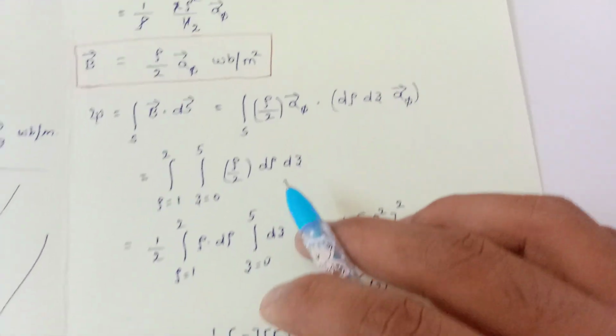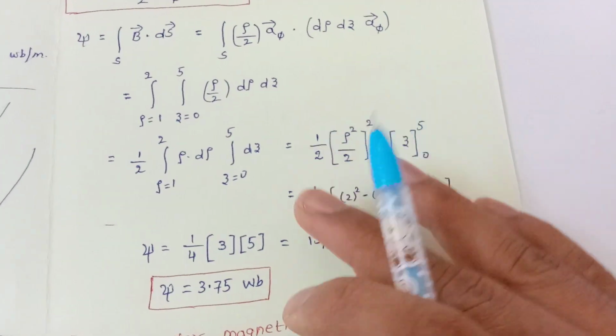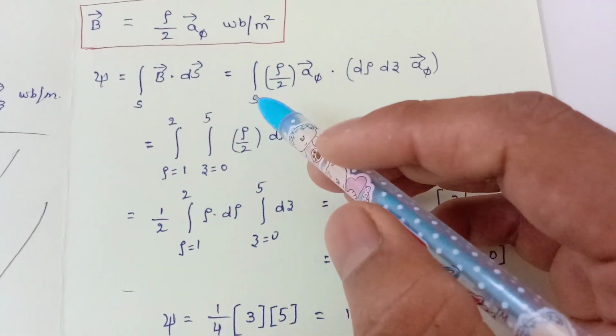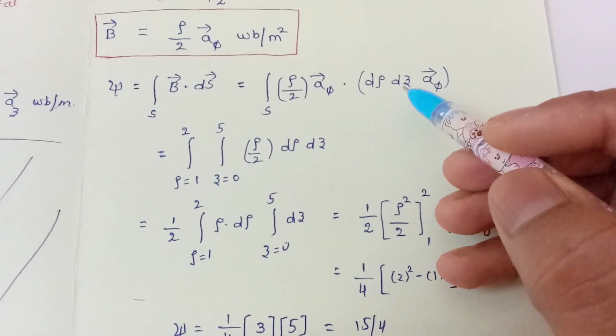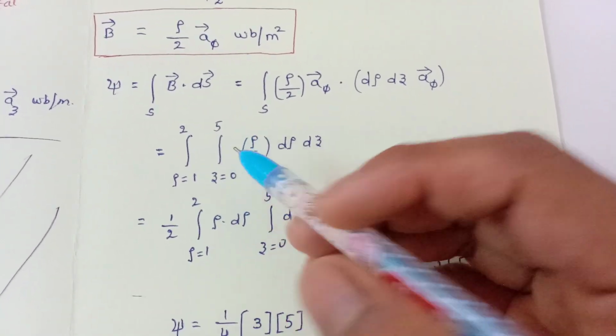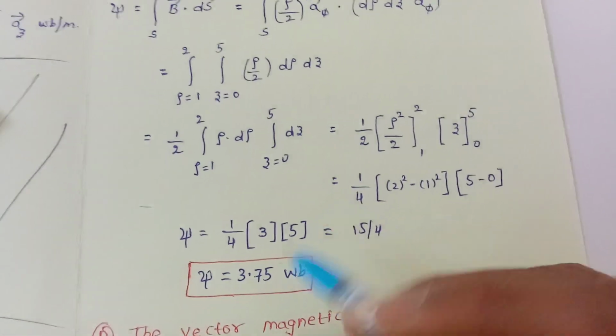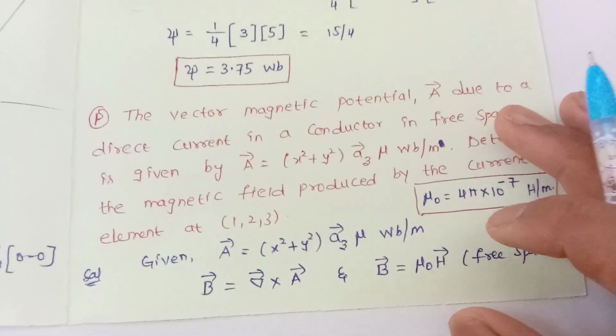Is it clear? Then after evaluating this, see here the surface integral is split into two integrals, over rho and z. Rho is given 1 to 2, z is given 0 to 5. After evaluating this, we have 3.75 Webers. Then observe this one more problem.